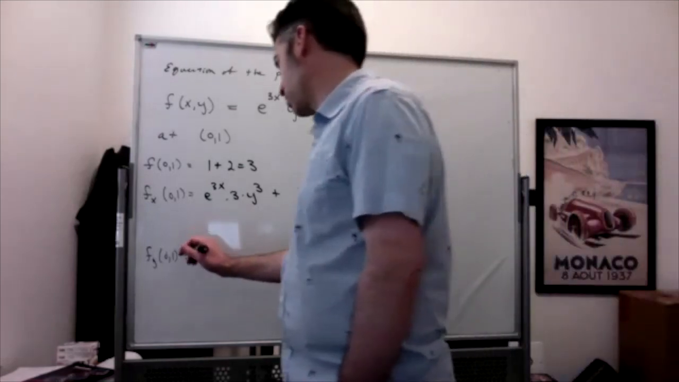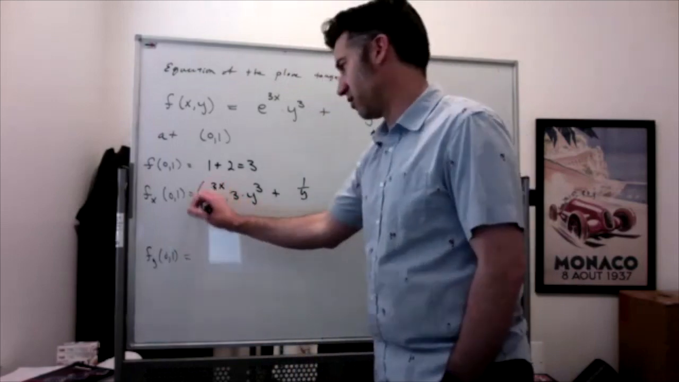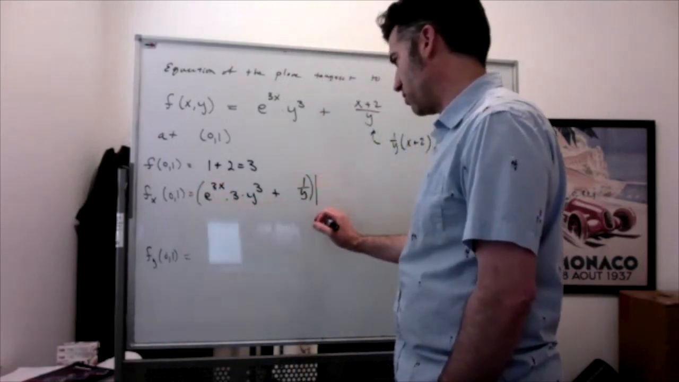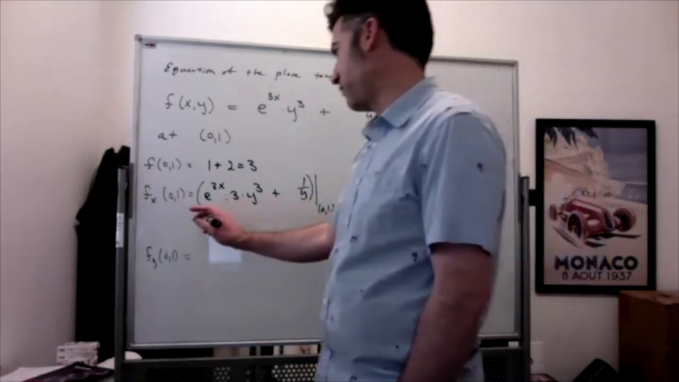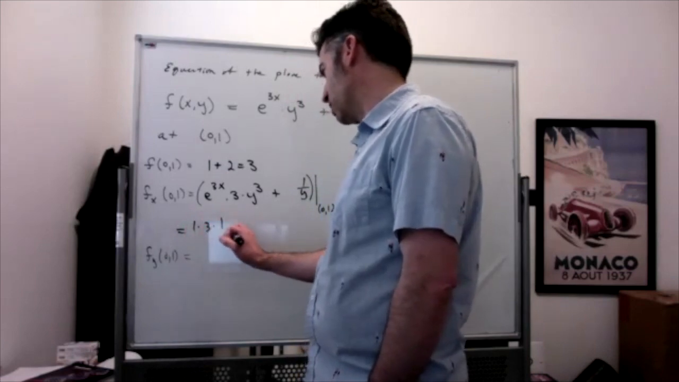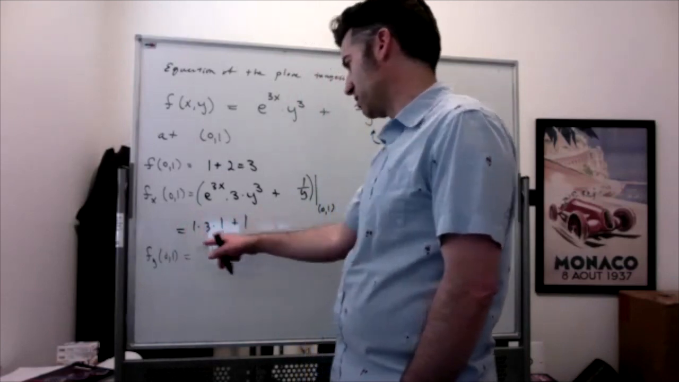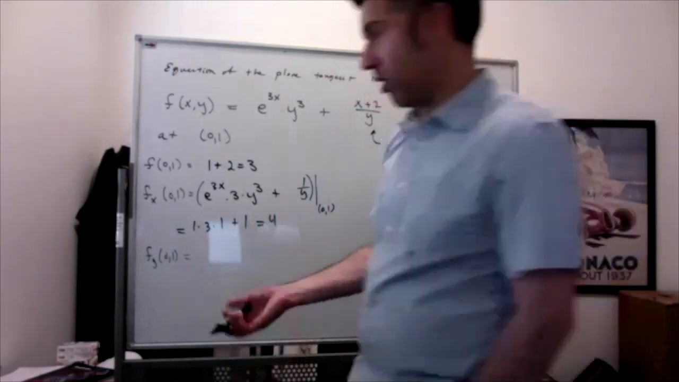And then if I plug in 0, 1, the notation is not great. You can write a little vertical line to mean you're plugging in 0, 1. So you plug in 0 for x and 1 for y, I get e to the 0 times 3 times 1 plus 1 over 1. So that's going to be 4. Let's do the same thing for y.